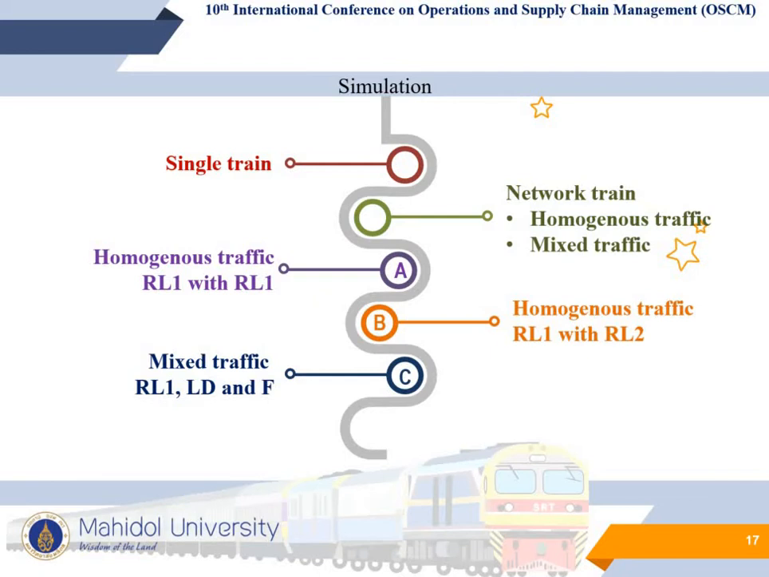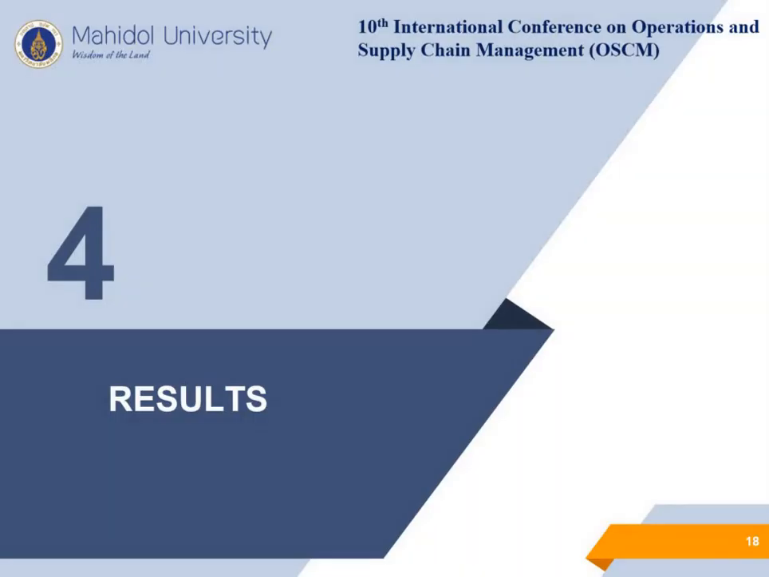Scenario C is mixed traffic of RL1, LD, and F on the main line, turning back at Bang Sue, Taiwan. In the case of different train types, they have different train characteristics but follow the same rules. Scenario D is mixed traffic of RL1, RL2, LD, and F on both the main line and spur lines, turning back at Bang Sue, Taiwan. Result.